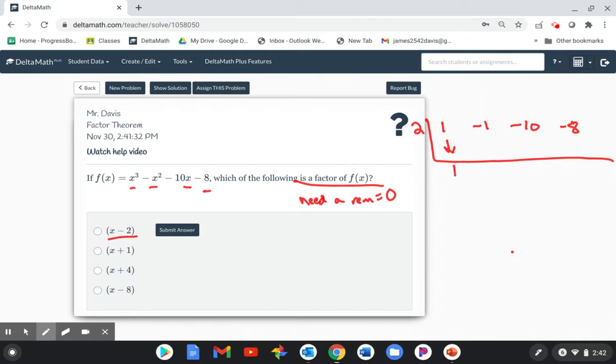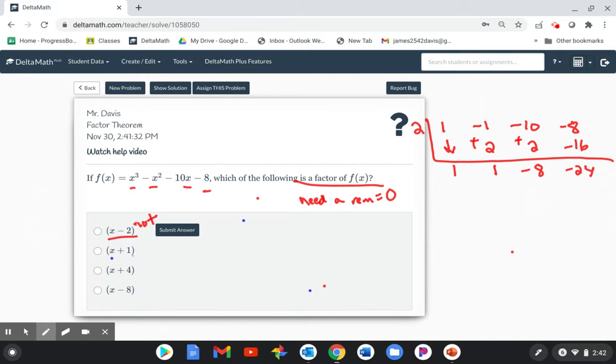Bring it down, we get 1. 2 times 1 is 2. Add those, we get 1. 2 times 1 is 2. Add those, we get -8. 2 times -8 is -16. So we get -24. So that one does have a remainder, which means it's not a factor, and we're asked which one is a factor. So let's try the next one.